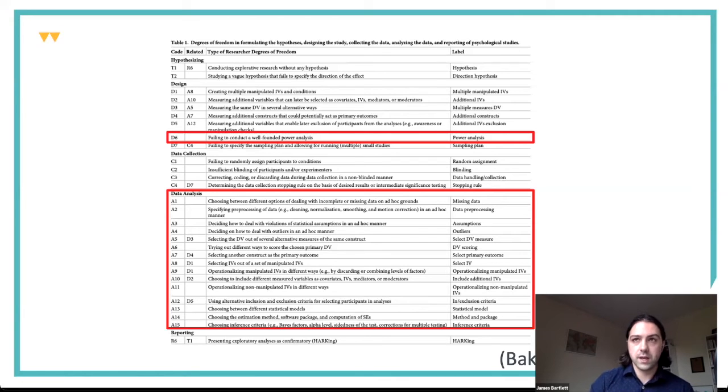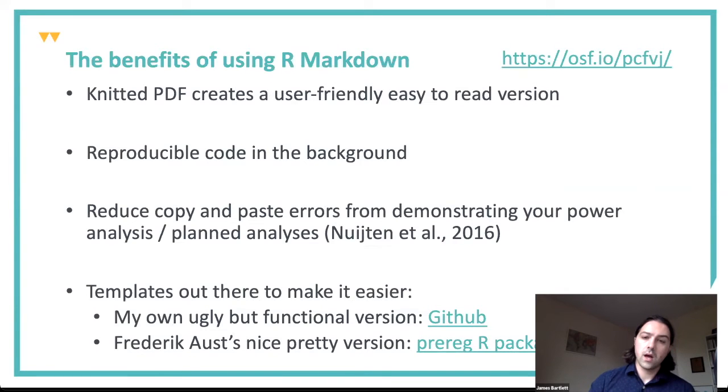And then a large chunk is the data analysis part. So from what you're going to do with missing data, how you are going to identify any outliers, what statistical model you are going to use, what kind of inference criteria you are going to follow. These are all things that you can describe in pre-registration, and some of you might have done that, but if you can actually demonstrate it, it becomes much more concrete. So the idea here is how you can optimize pre-registration using simulation to make these research degrees of freedom much more specific. And then what we're going to be using today is R Markdown within that.